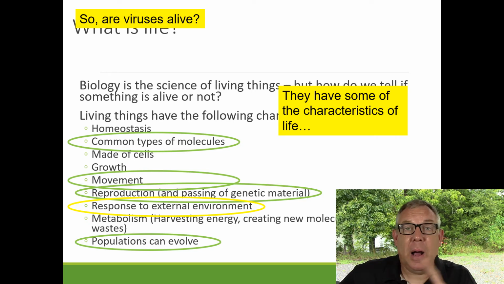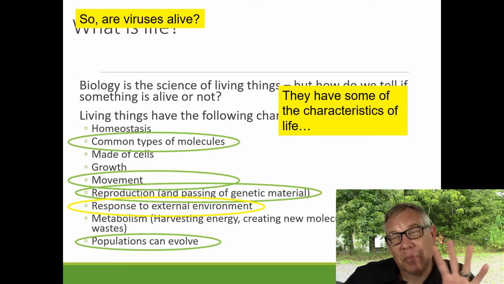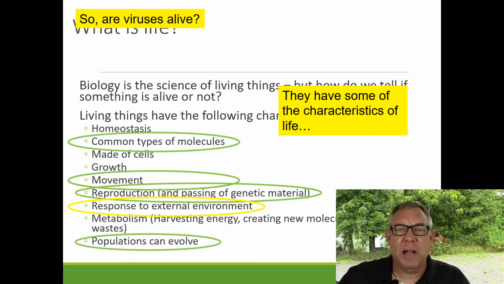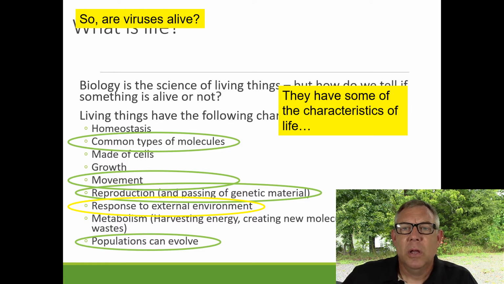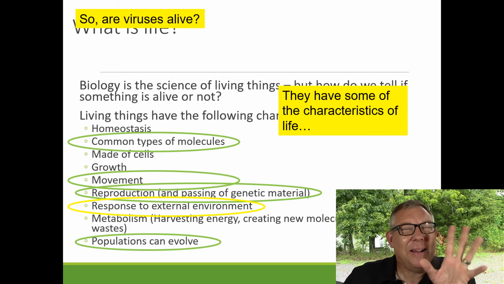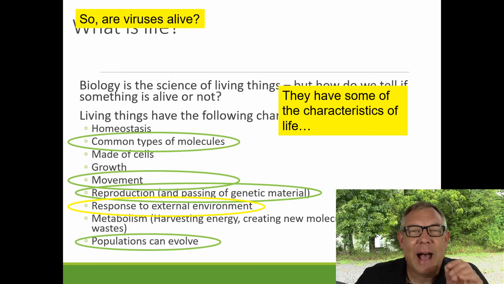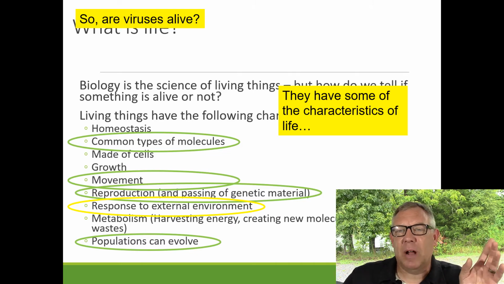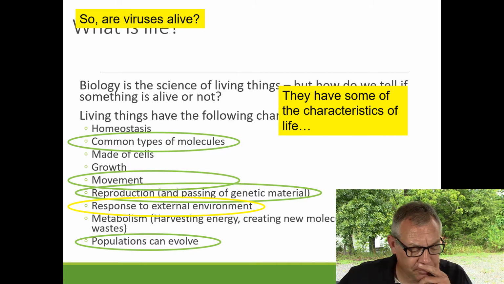I've circled response to external environment in yellow. I'm not sure about that. Maybe they do, maybe they don't. I think it's possible that under certain circumstances, the viruses might change their protein coat and wait for more favorable outcomes. But I'm not a virologist, so I'm not sure about that one. That's why it's circled in yellow. So maybe they can respond to the external environment, maybe they can't. I don't know about that.